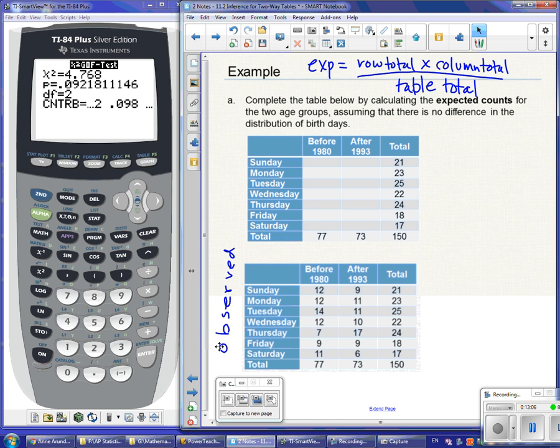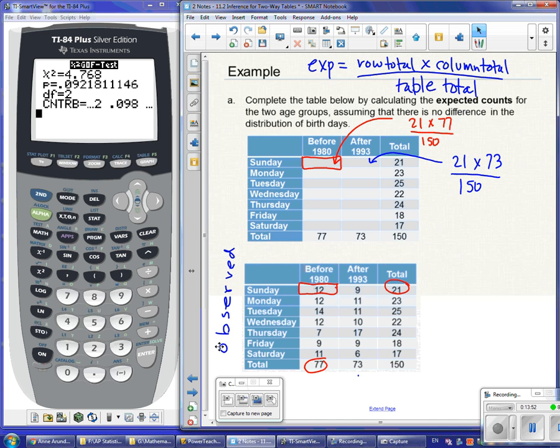So if I wanted to determine the number of people born before 1980 that were born on a Sunday, I'm going to look at the corresponding cell in my other table. And I'm going to look at my row total, which is 21, and my column total, which is 77. And so what I would do to get that value is I would do 21 times 77, and I would divide by my table total of 150. You can see this is sort of tedious. If I wanted to find this value, I would have to do 21 times my column total, which is 73, and divide by 150.